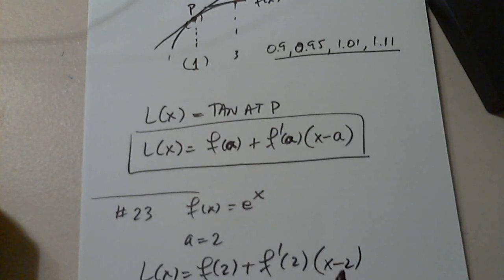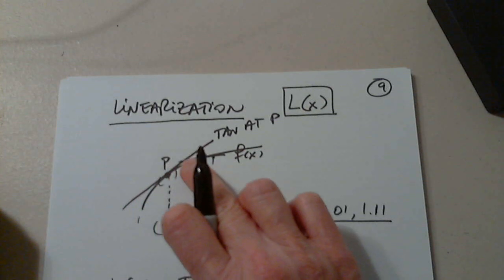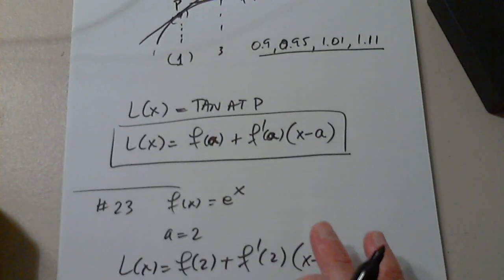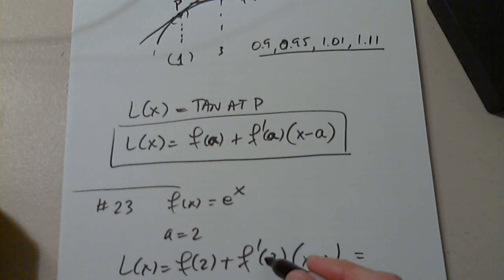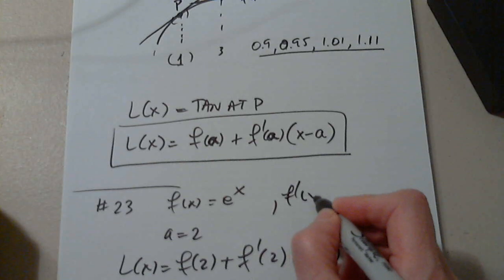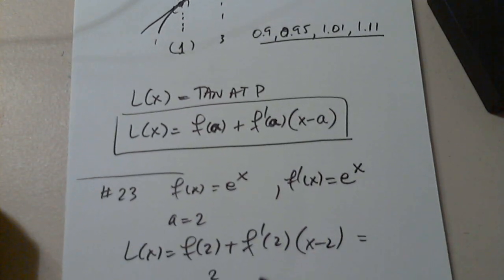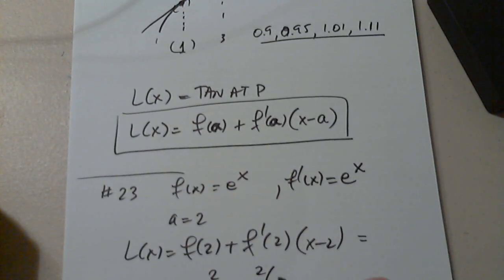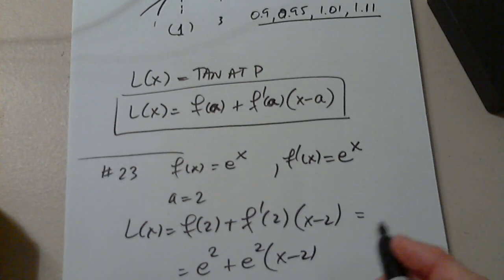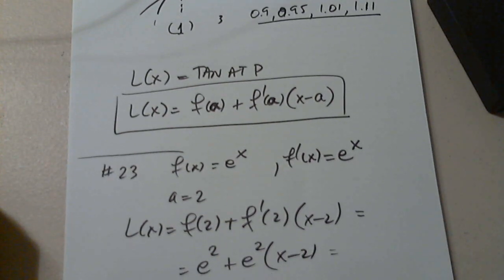It will be a linear function. This is a linear function. So we will find a linear function. So this will be f of 2 is e squared. F prime of 2, as we know, f prime of x is also e to the x, plus e squared x minus 2. And I will just distribute e squared times x plus e squared and minus 2e squared.